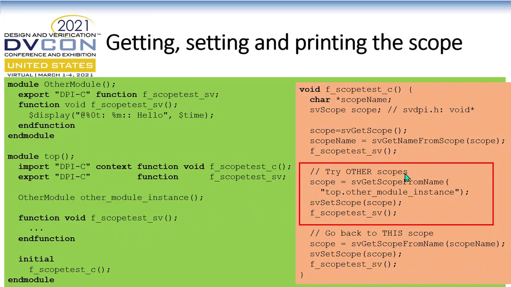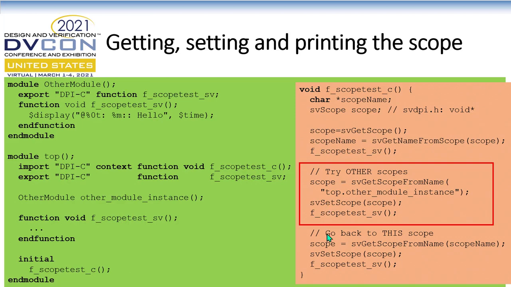Now, if we want to try some other scopes, we can get a scope from a name. So we give it a name, and it's going to give us back a scope. So we give the other module, set the scope to that other module, now call that same function call, but it's implemented over in this other module, fscope test SV. So that's a way to change the scope, change the context.